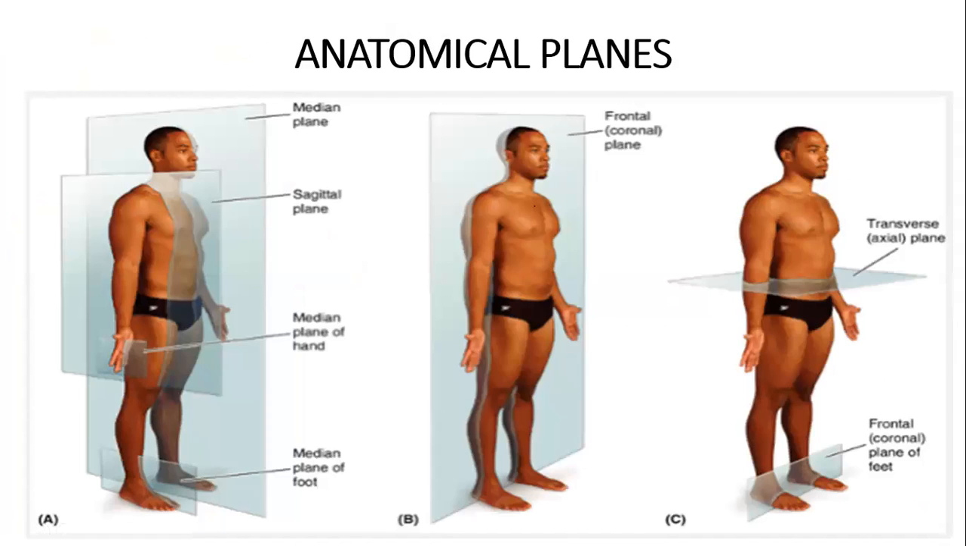So again, here are the planes split up into each. If we look at the left-hand picture, this is the median or sagittal plane. Again, this plane divides the body into right and left halves. In the middle, we have the frontal plane. The frontal plane divides the body into anterior and posterior, or front and back portions. And the transverse or horizontal plane divides the body into upper and lower halves, also known as superior and inferior halves.